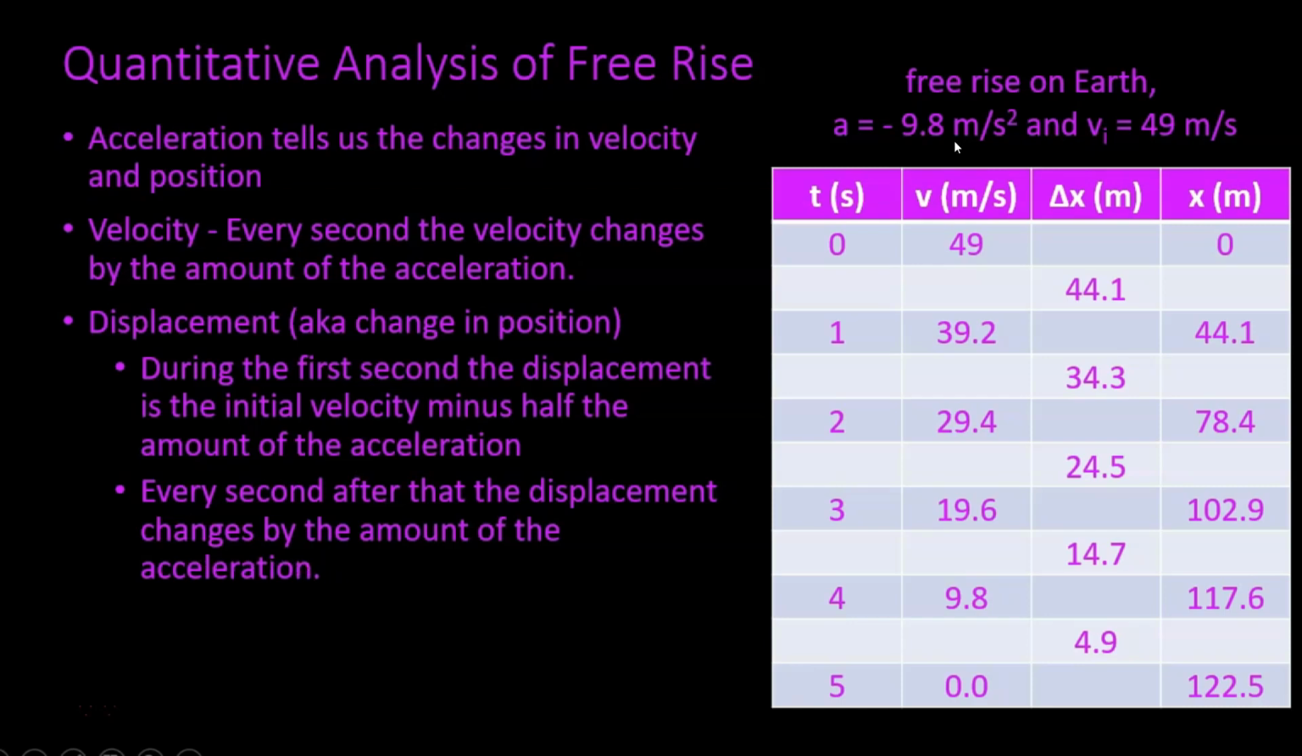So let's take a look at free rise on Earth. The acceleration due to gravity is 9.8 meters per second squared in the negative direction. And for this specific example, we're going to start with an initial velocity of 49 meters per second in the positive direction. So here's our table showing time, velocity, displacement, and position. As time goes on, you can see every second the velocity is changing. In this case, it's decreasing by 9.8 meters per second.